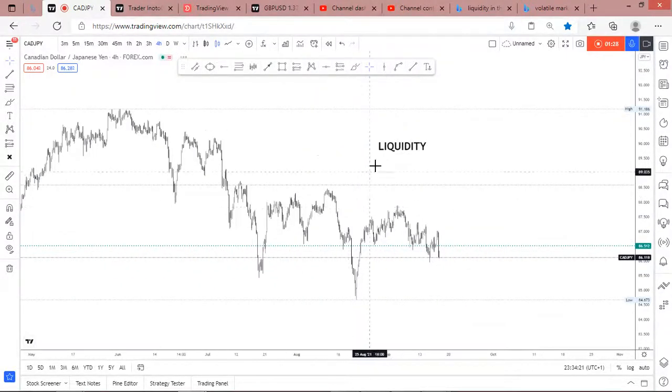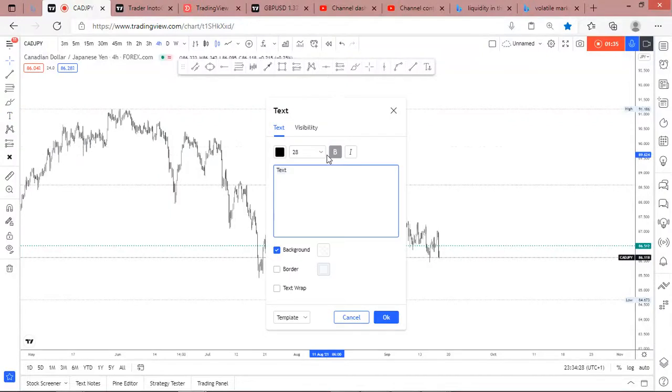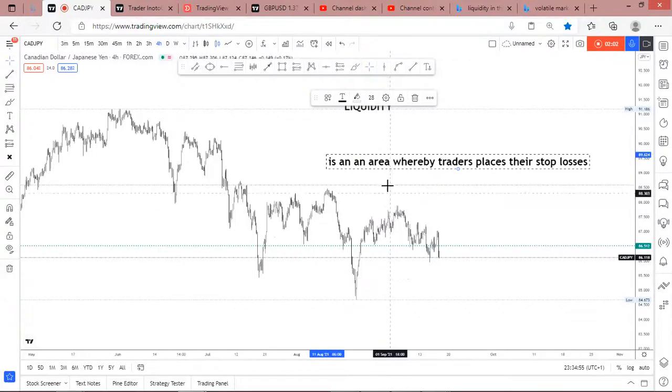So what is liquidity? I'm gonna type this down. Liquidity, which can also be called a liquidity pool, is an area whereby traders place their stop losses. That's a very simple definition of liquidity.